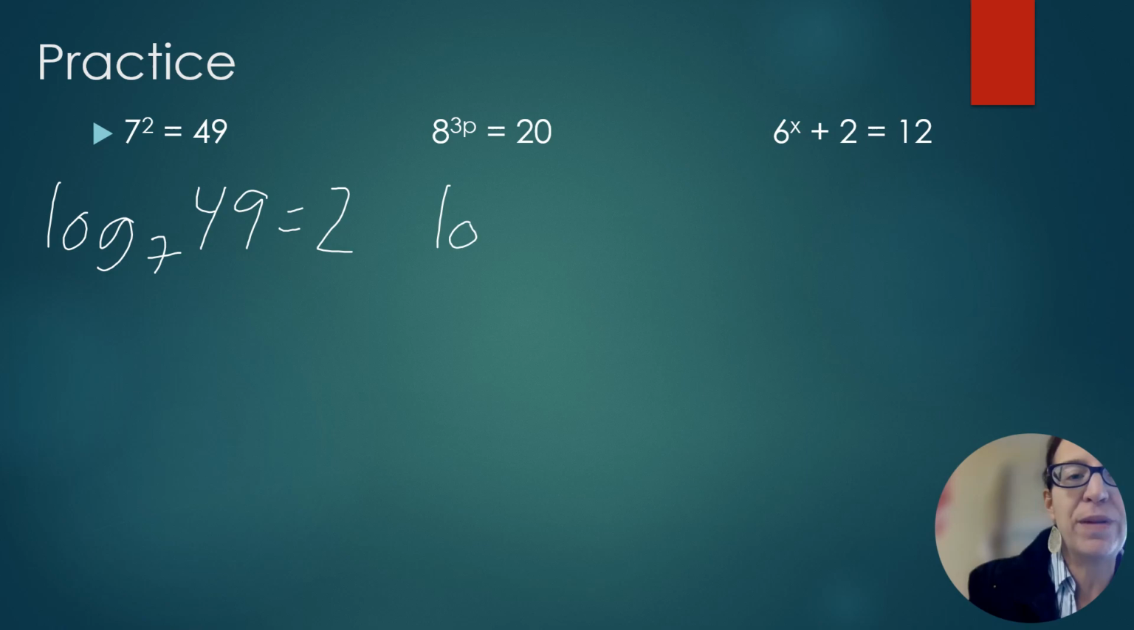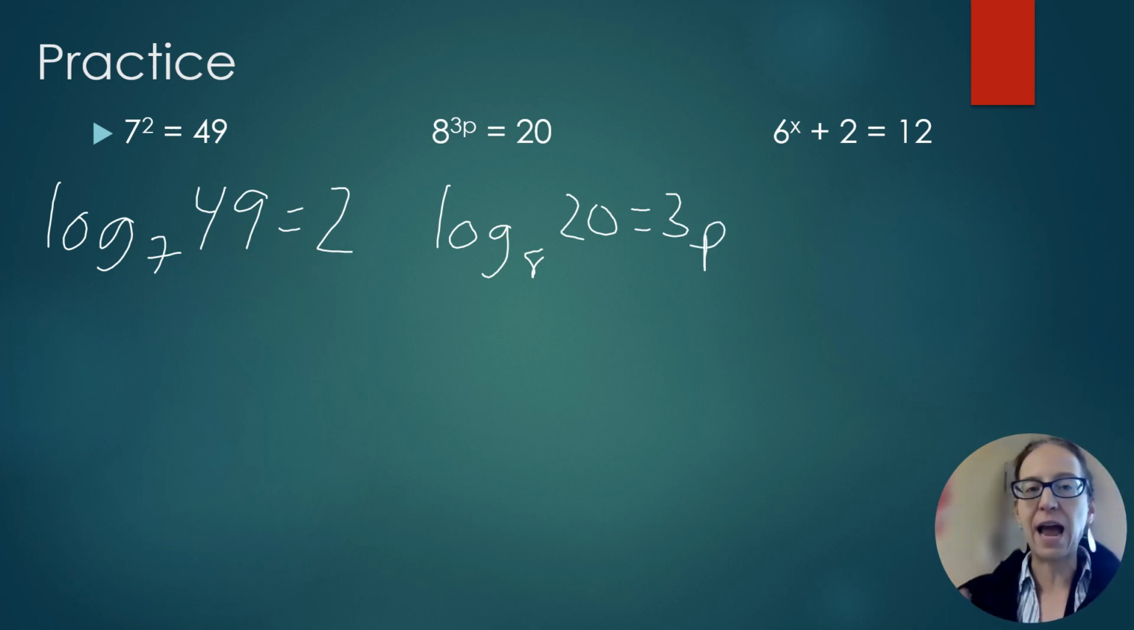The next one would be log base 8 of 20 is equal to 3p. And if you're not paying attention to how I'm saying it out loud, do. Okay, we want to say this correctly.